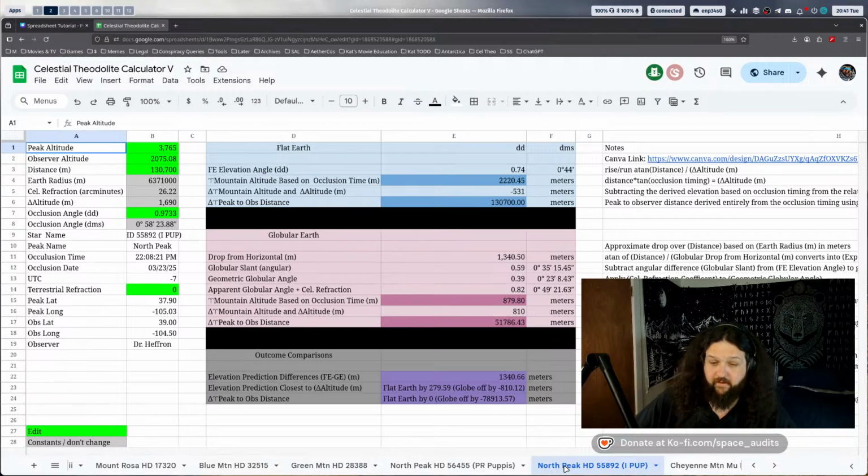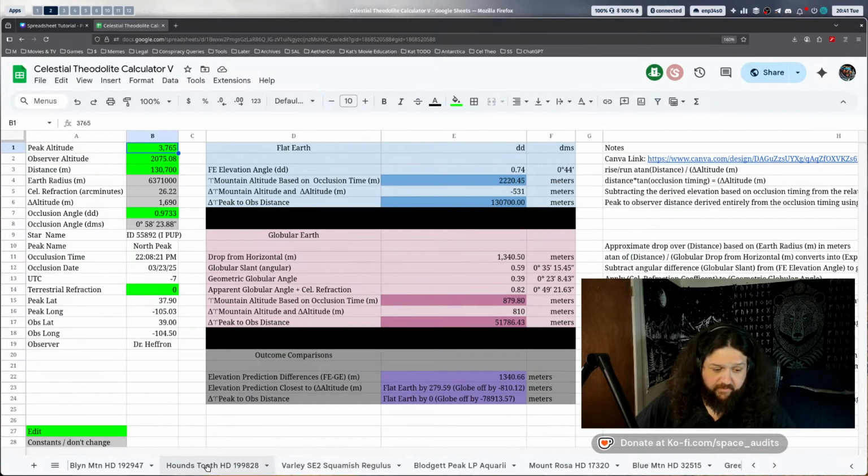And then to give an update to the IPUP Greenhorn Mountain or Green Mountain situation: when you put the IPUP data on the mountain peak with the elevation data for North Peak, there's no 2,000 meter discrepancy. There's no concave result. There's no tiny globe. There's no globe result. It doesn't give varying results.